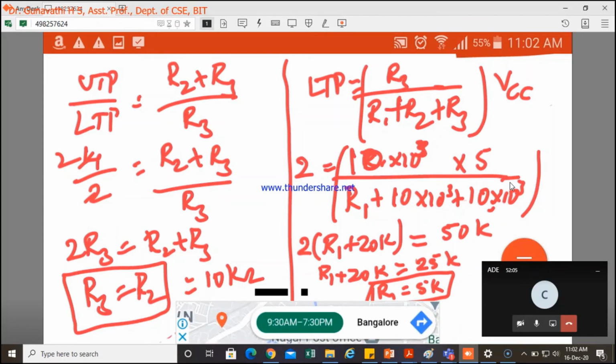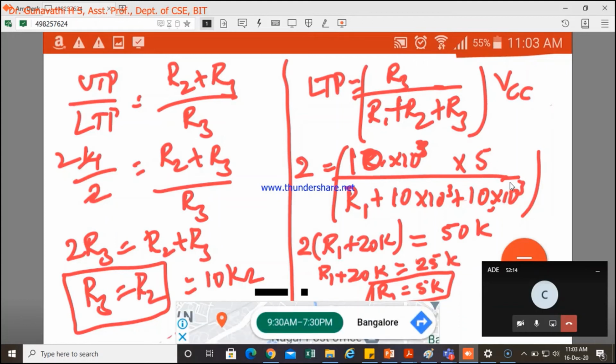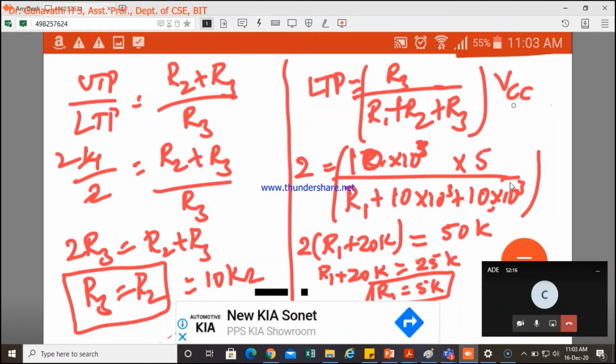So any given values, you can consider any values, but you should know that the value we are considering should not be a negative value. And one more point: when we are applying the VCC 5 volts, is it possible that the upper threshold voltage is greater than this? Never possible.